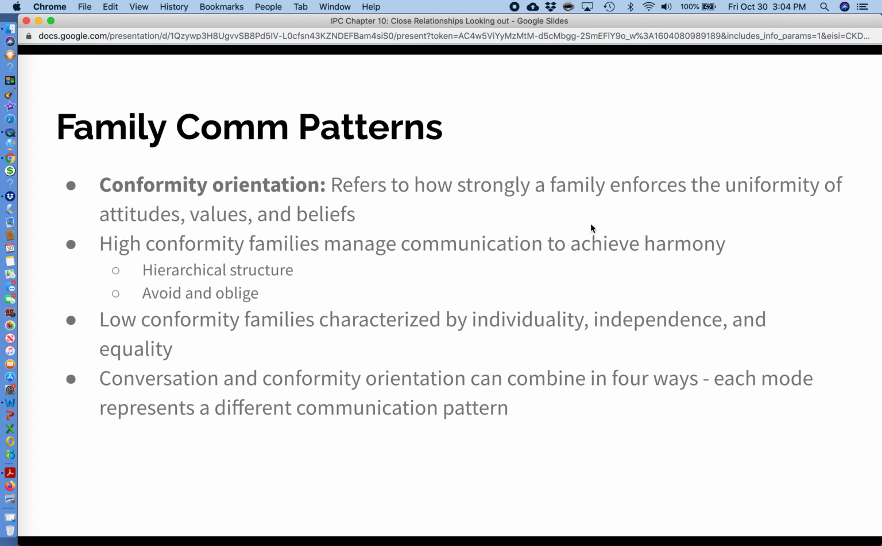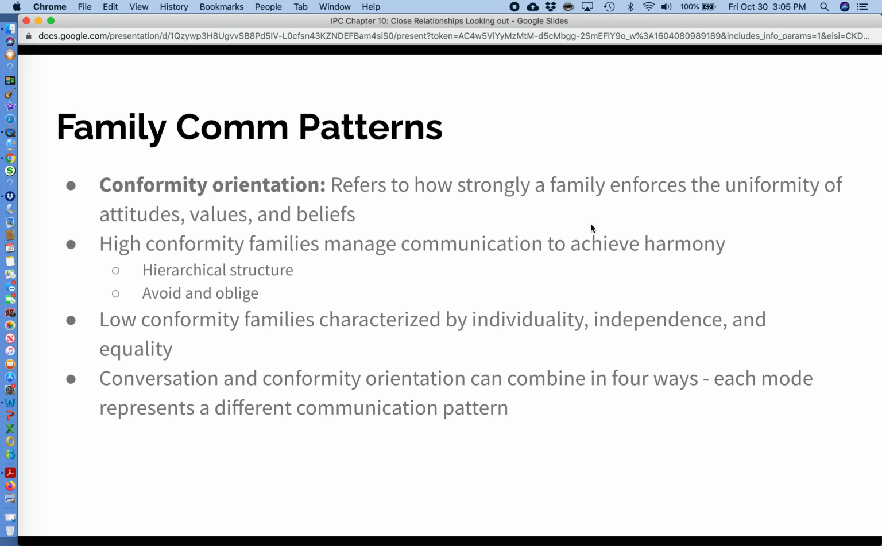So what this means, right, is that usually in the hierarchical structure, the father is in charge, mom's number two. They rule over the kids. What they say always goes. And with avoid and oblige, that means there are a lot of things you just don't talk about. You're not going to talk about drugs. You're not going to talk about sex. You're going to hide a lot of things from your parents, right?